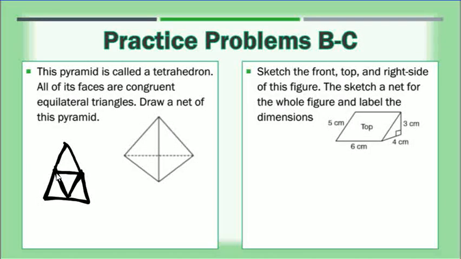Next one, sketch the front, top, and right side of this figure, and the sketch of a net for the whole figure, and label the dimensions. Okay, so the top, or the front parts. Actually, I'm doing the top part first. This is the top. The front part would be the top, and then the back is just a rectangle.